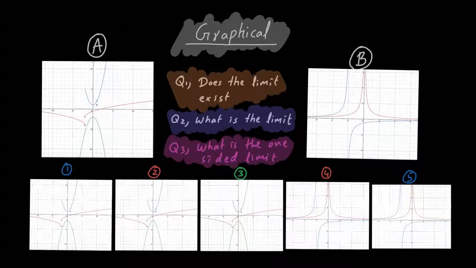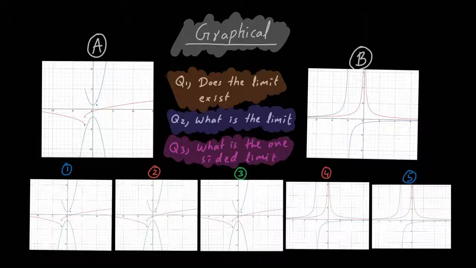You can see graphs A and B on your screens. In graph A, you can see that there are three graphs, a blue one, a red one, and a green one. And in graph B, you can see that there are two graphs, a blue one and a red one. Now these are the only 5 types of possible graphs that you will ever get or see in your exams. The examiner can ask you 3 questions.